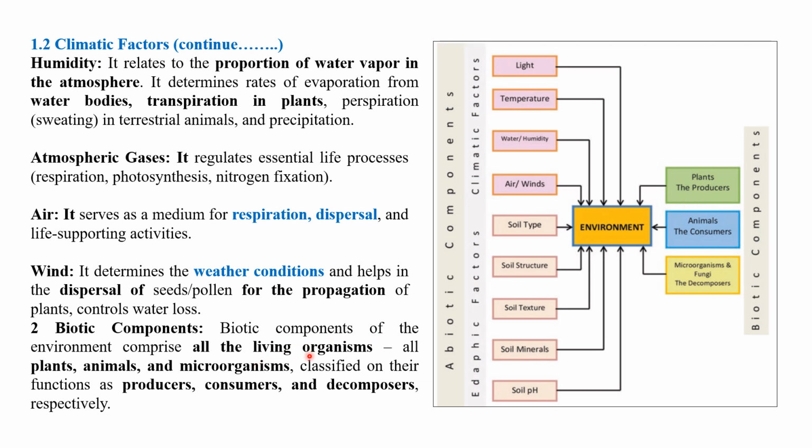The next component is the biotic components. All the living organisms like plants, animals, microorganisms are classified on their function as producers, consumers, and decomposers respectively. So what I'm trying to say here is that the environmental components, abiotic components, and biotic components are all interlinked or have interrelations with the environment. Any effect on either the climatic factors or the edaphic factors or the biotic components will have an impact on the environment.